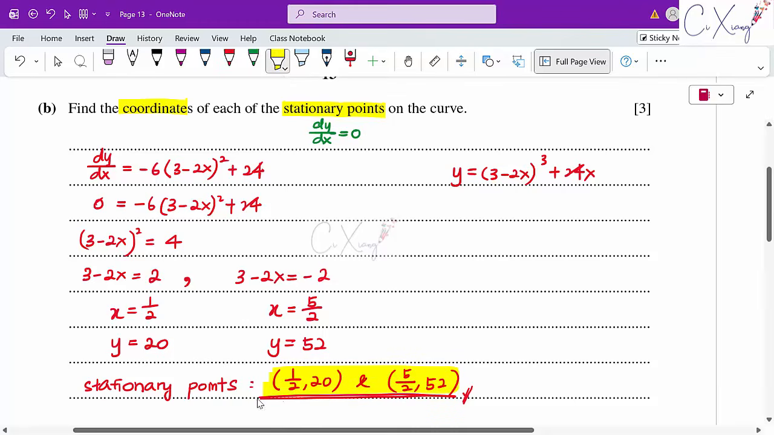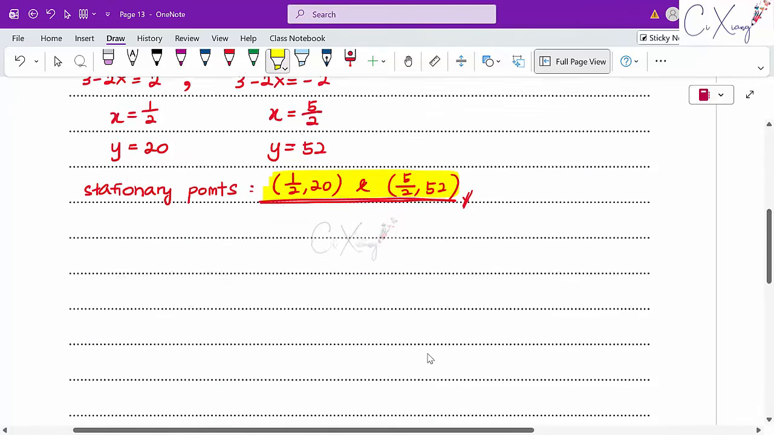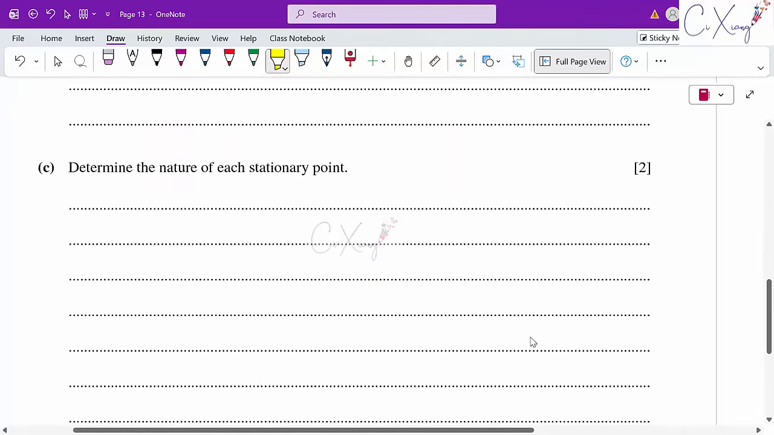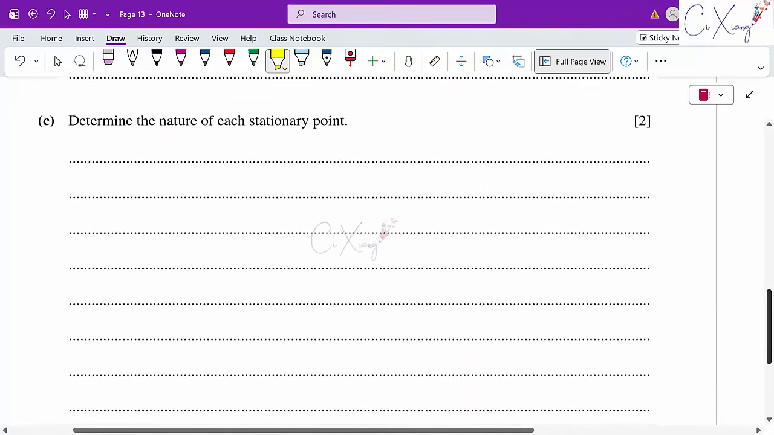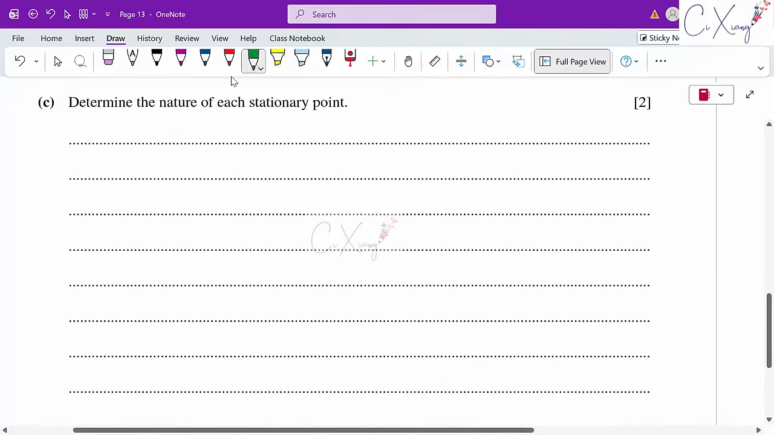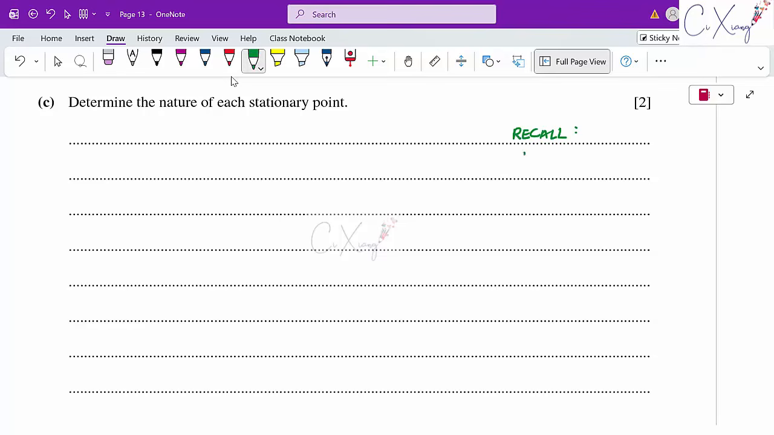Then part C. For part C, they want us to determine the nature of each stationary point. Just to help you recall a little bit also: when they are asking for the nature of the stationary point, you can try to use the second derivative to figure out whether it is a maximum point or minimum point. If your d²y/dx² is greater than 0, then it is a minimum point. If it is smaller than 0, then it will be a maximum point.